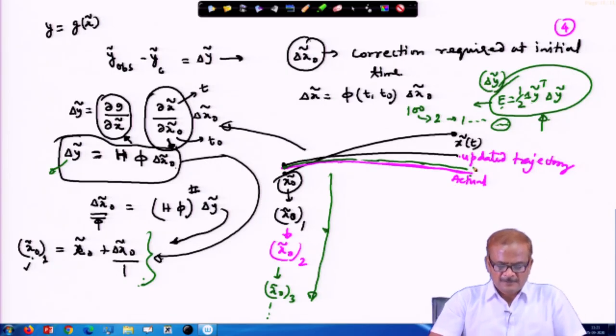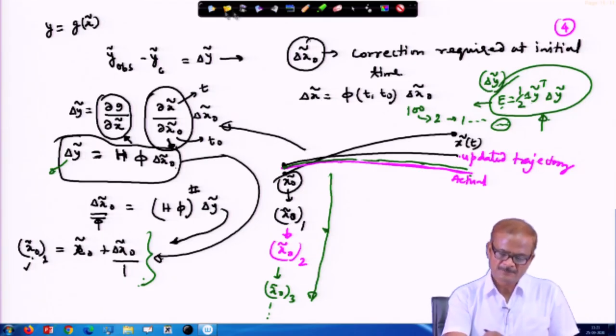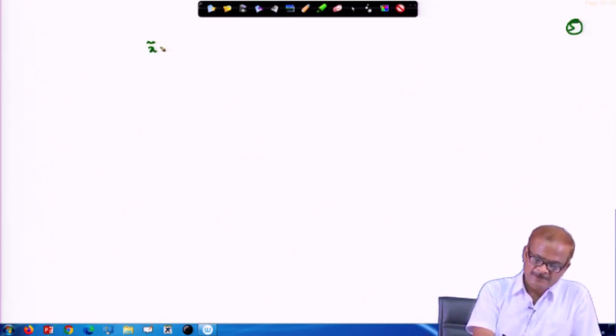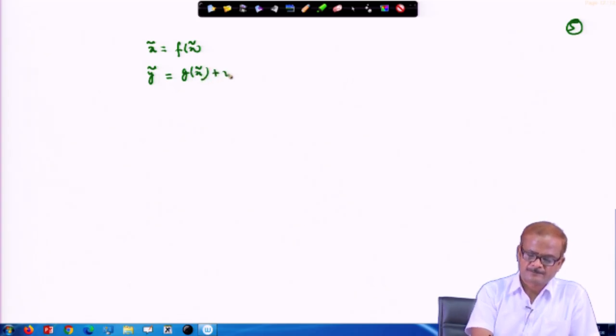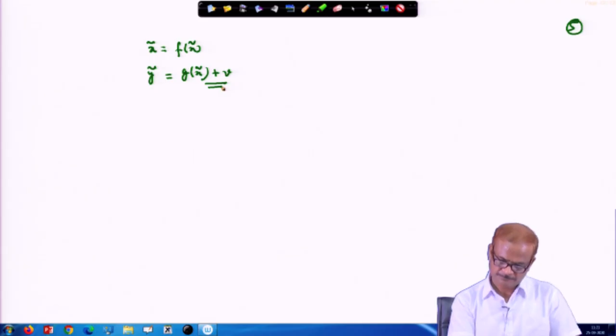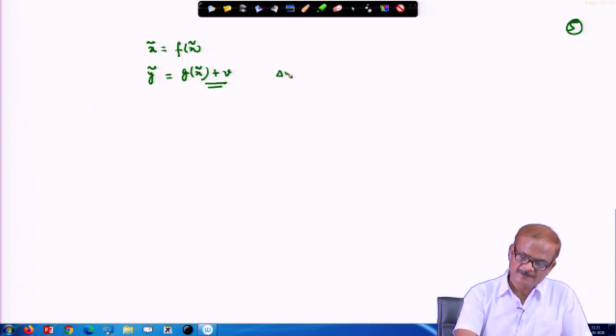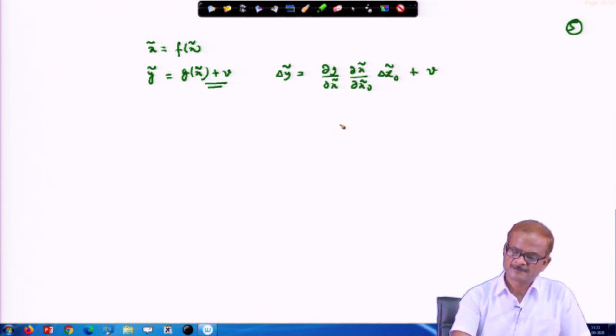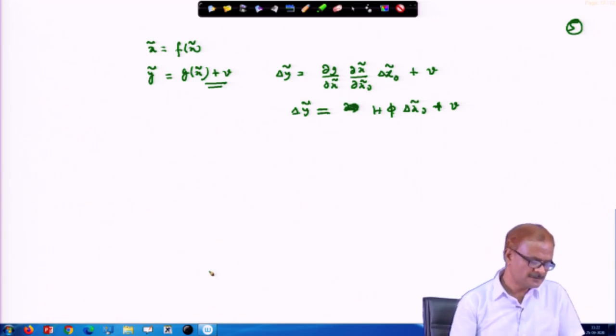The next thing will be, this comes at the end. So, in the process, let me summarize what is required: x tilde dot equal to f of x tilde, this equation is given to us, and also y tilde equal to g of x tilde is given to us. Here this is the observation, so it comes with noise. So, we linearize this part: y tilde equals dou g by dou x tilde at x tilde 0 times delta x tilde 0, and plus nu, we write like this, and then this is h times phi delta x tilde 0 plus nu. So, minimize this error, this is our objective.